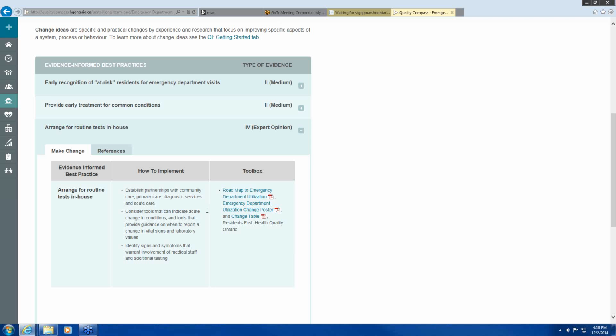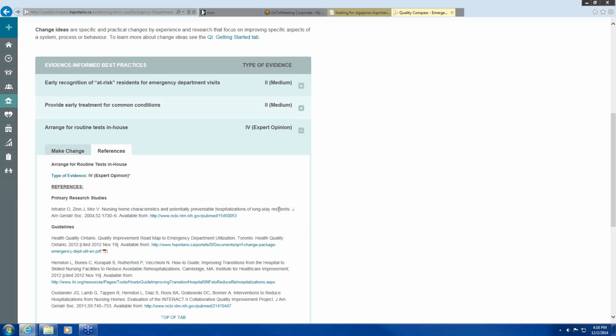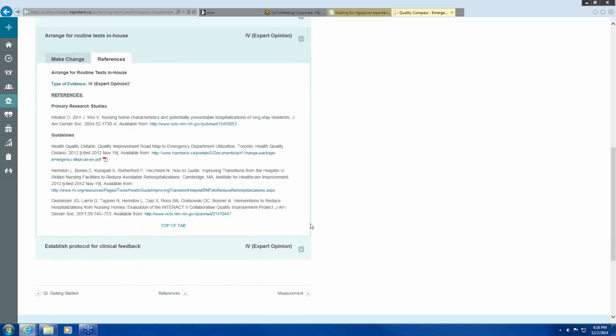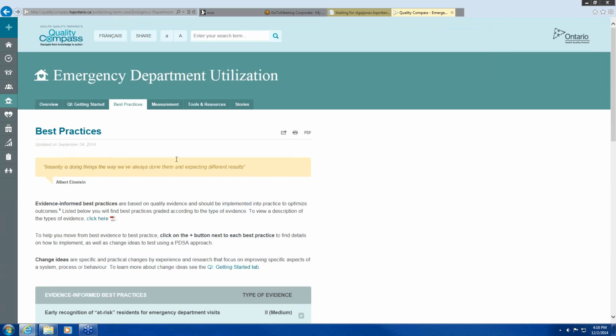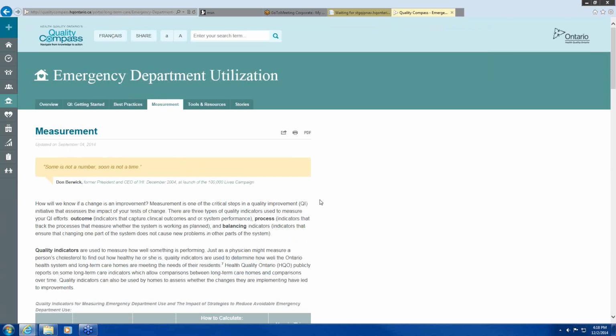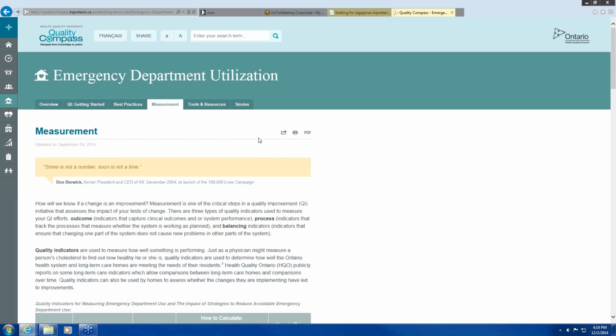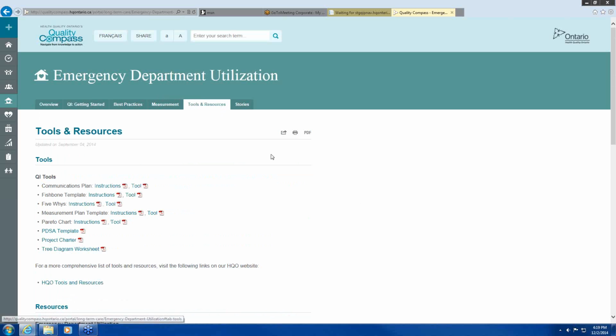So there are some examples here of tools that might be helpful. There are references to get further information on some of these ideas. There are also examples of measures, so you will see some process measures. A lot of people might not be familiar with how to phrase certain indicators, so here are some examples that would be related to change ideas. And again, the more fulsome tools.